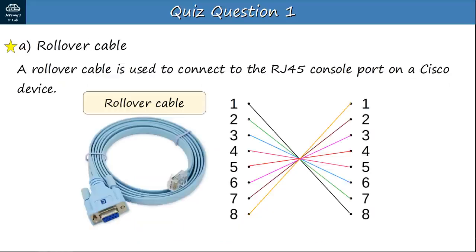A rollover cable is used to connect to the RJ45 console port on a Cisco device. So A, rollover cable, is the correct answer. This image shows the wiring in a rollover cable, connecting pin 1 on one side to pin 8 on the other side, pin 2 to pin 7, pin 3 to pin 6, etc. Let's go to question 2.